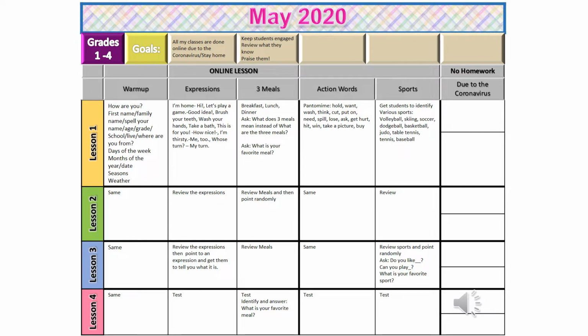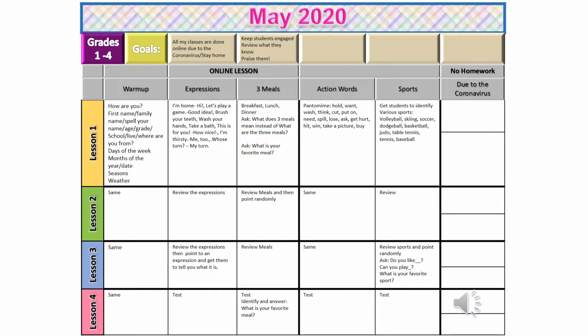Expressions for lesson 1. I'm home. Hi. Let's play a game. Good idea. Brush your teeth. Wash your hands. Take a bath. This is for you. How nice. I'm thirsty. Me too. Whose turn? My turn. For lesson 2, review the expressions. For lesson 3, review the expressions, then point to an expression and get them to tell you what it is. For lesson 4, test them.